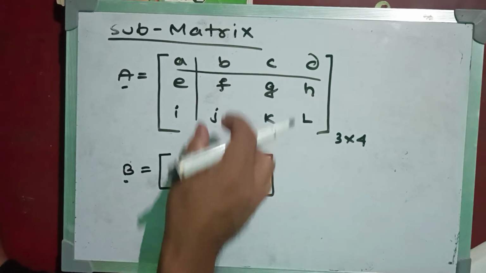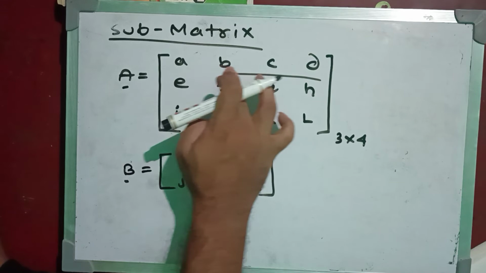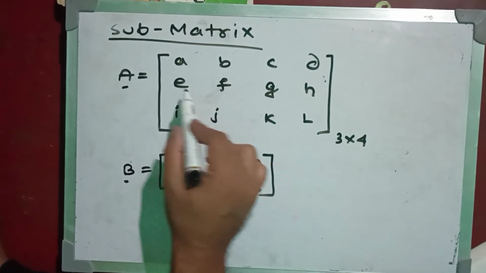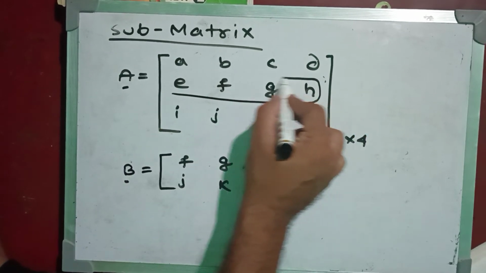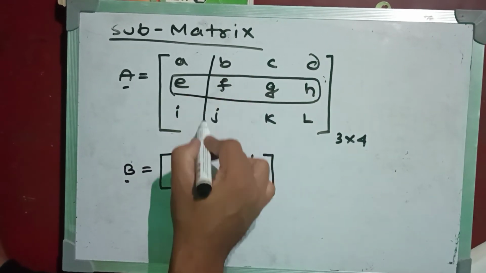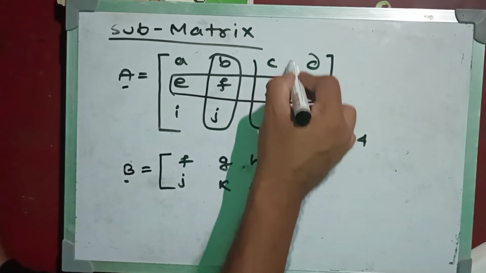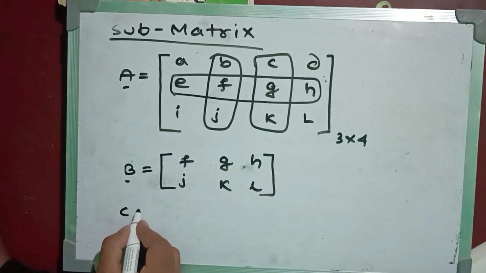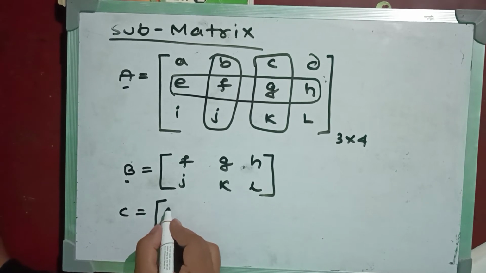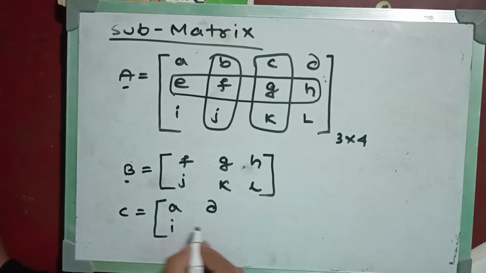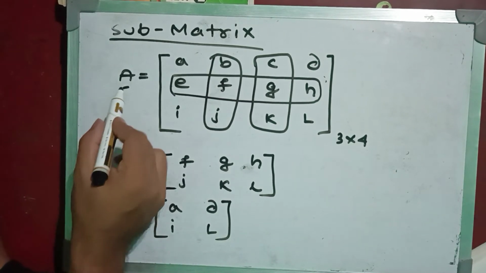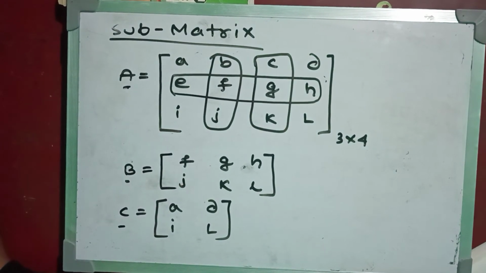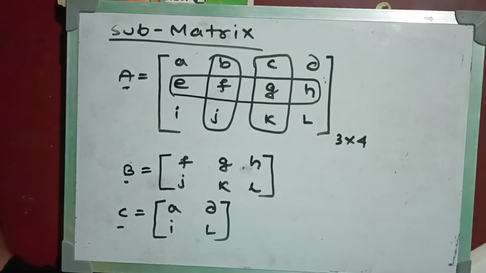Like this, we can omit the second row and second column, and the third column. So I am omitting this second row, second column and third column. By omitting these, I am getting A D I L. So C is also a submatrix of A. I hope you have understood the submatrix concept.